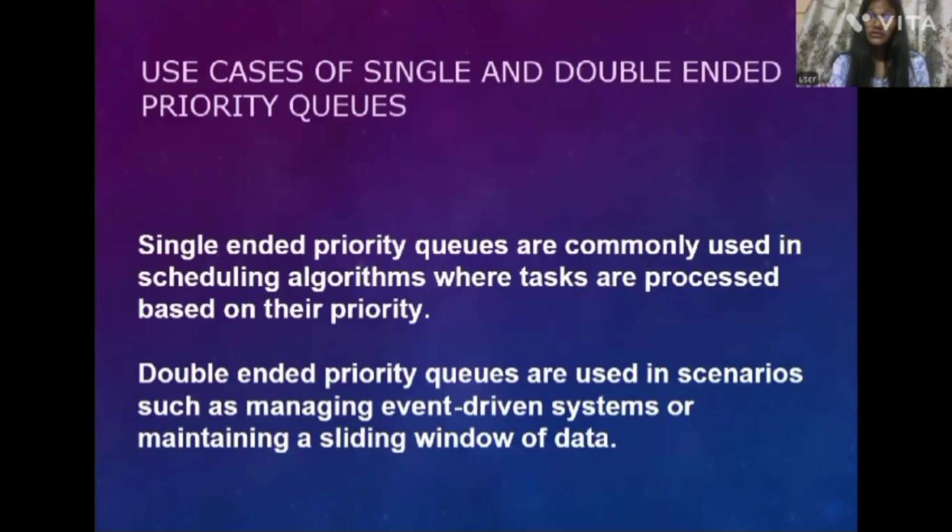Use cases for single and double-ended priority queues. Single-ended priority queues are commonly used in scheduling algorithms where tasks are processed based on their priority. Double-ended priority queues are used in scenarios such as managing event-driven systems or maintaining a sliding window of data.